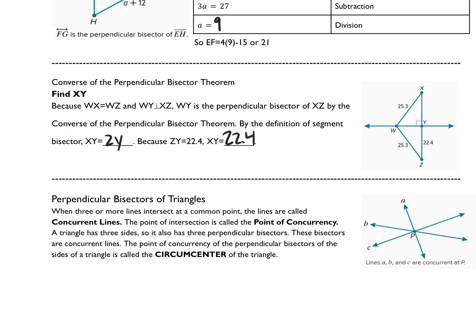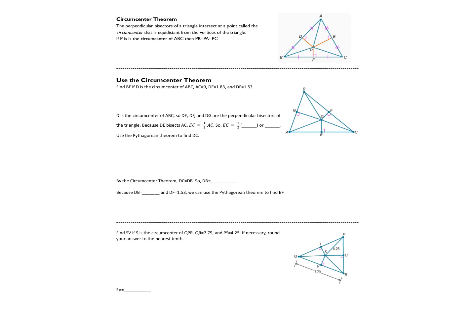The point of concurrency of the perpendicular bisectors of the sides of a triangle is called the circumcenter of the triangle. The circumcenter. Okay, so the circumcenter theorem tells us that the perpendicular bisectors of a triangle intersect at a point called the circumcenter that is equidistant from the vertices of the triangle. So if P is the circumcenter of ABC, then PB would be congruent to PA, which would be congruent to PC, and the lengths would all be the same.